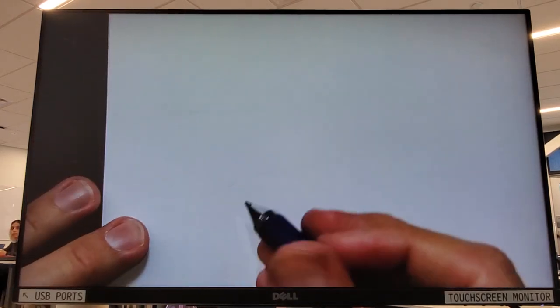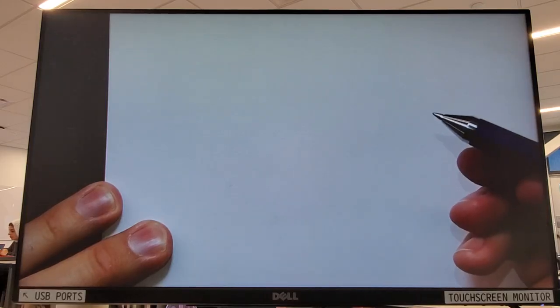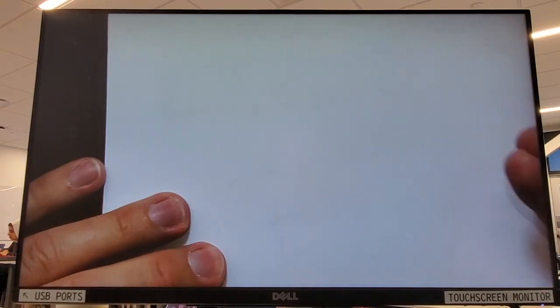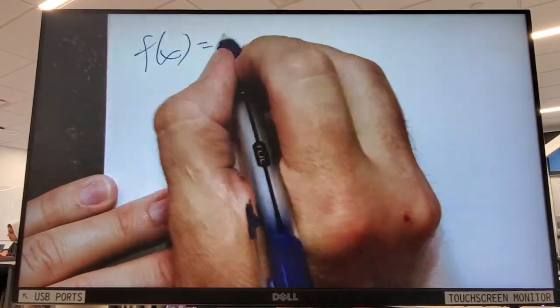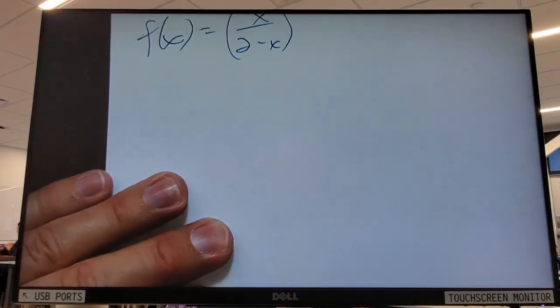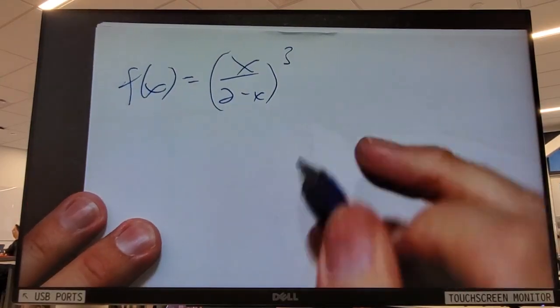So coming back to your actual questions there, you've been very patient. I appreciate that. Where'd it go? Which one was it again? 18. It's x over 2 minus x, all cubed. So real quick, first thing I'm going to do.